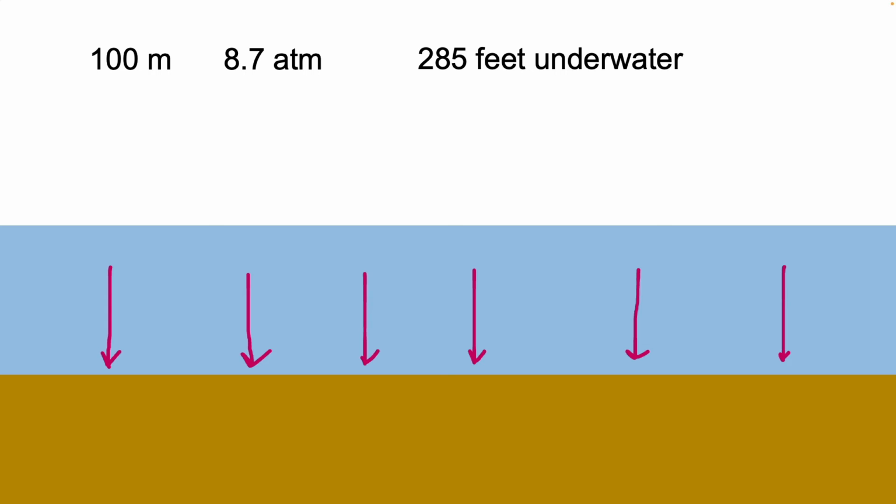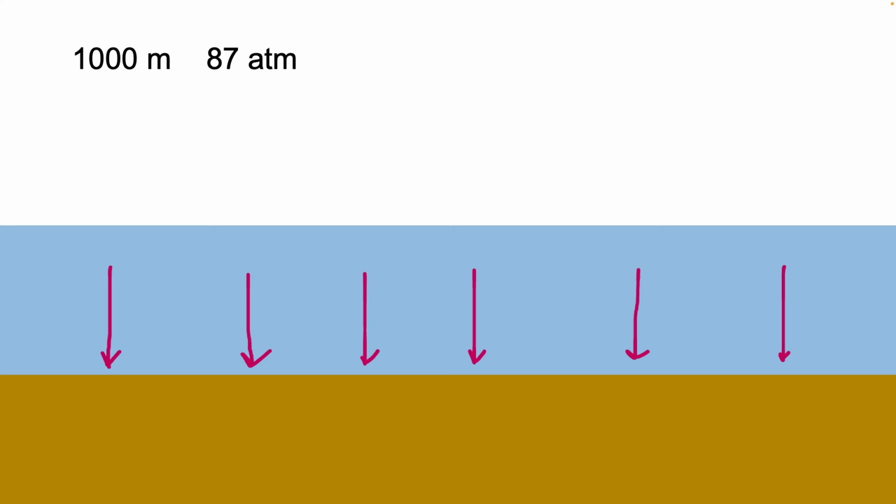And then if you get one of the huge glaciers like they have up in Alaska, you might have a 1,000-meter thick glacier where the pressure at the bottom is 87 atmospheres, 87 times what you feel just standing on the surface of the Earth. And that's like being basically half a mile underwater. So there's a lot of pressure.